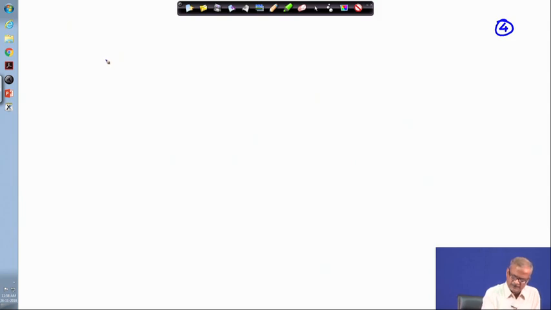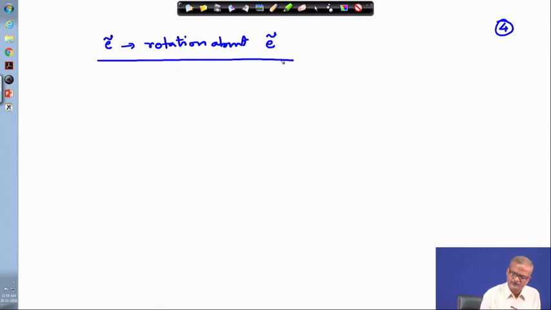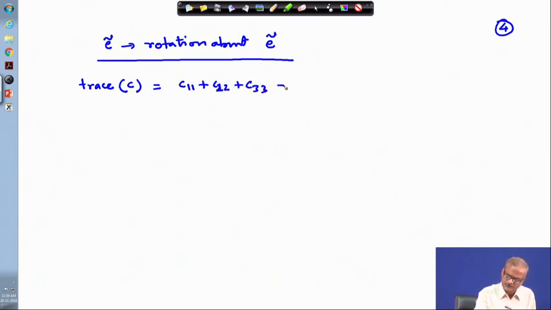Now, this rotation about the E tilde will be given by using the properties of a matrix. So, we know that the trace of C means the sum of the diagonal elements, C 11 plus C 22 plus C 33, and this will be equal to lambda 1 plus lambda 2 plus lambda 3.